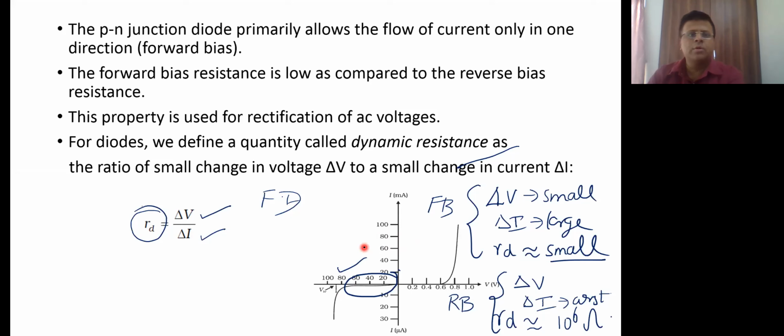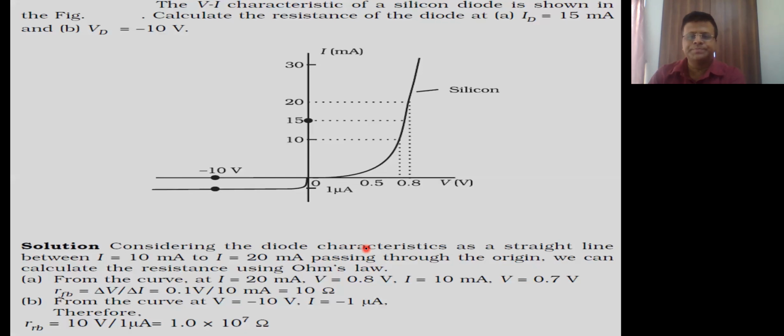Okay, so now we will proceed from here, and we can calculate this in this graph. This is the VI characteristic of the silicon diode. Calculate the resistance of the diode when the current through the diode is 15 milliampere here, and when VD is minus 10 volt. One of them will give you a very small value. So you can check this out.